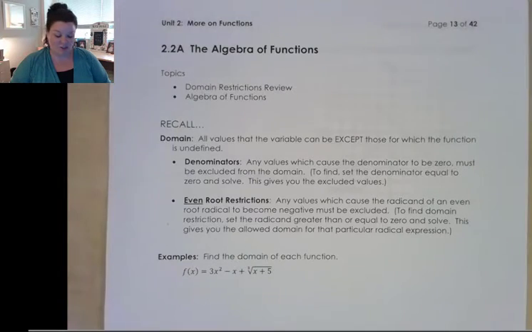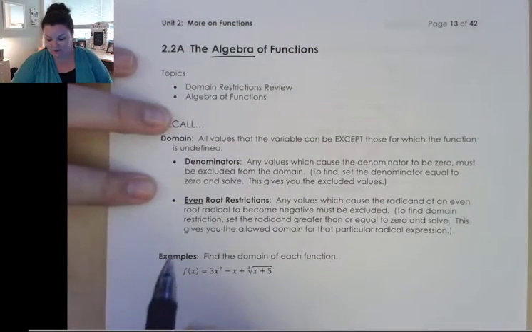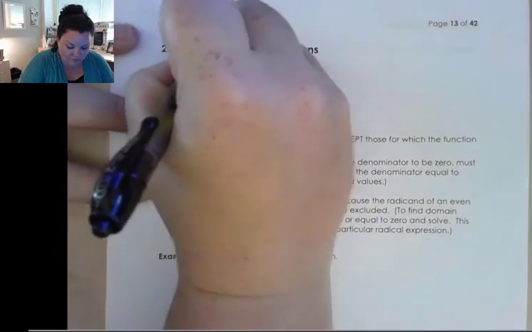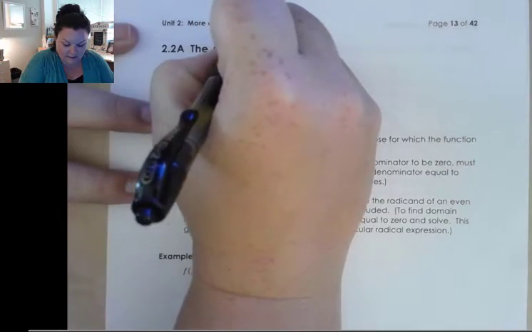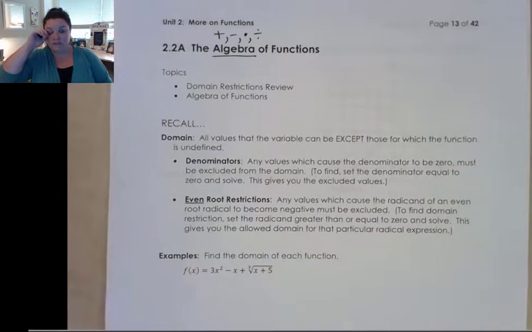This is section 2.2a, which is the algebra of functions. When you see the word algebra, you should be thinking that we are going to be adding, subtracting, multiplying, and dividing functions. When we do this, we have to think about what our allowable domain is, meaning which x's can we actually plug into those functions, and then finding a domain that works with our new function.